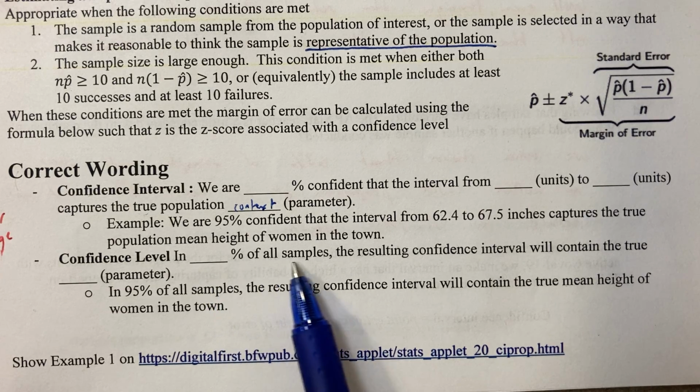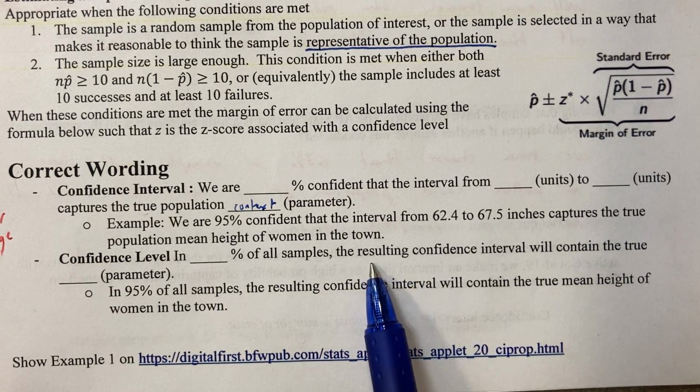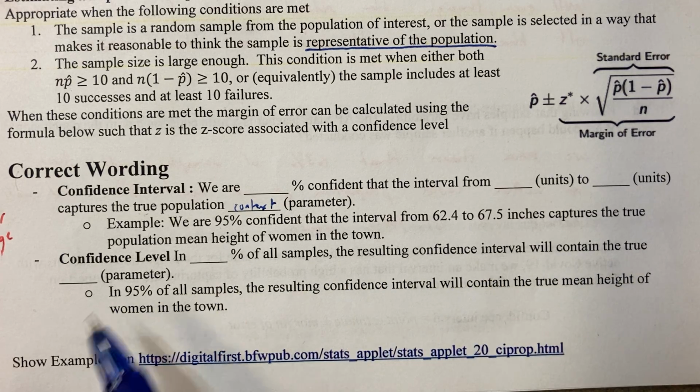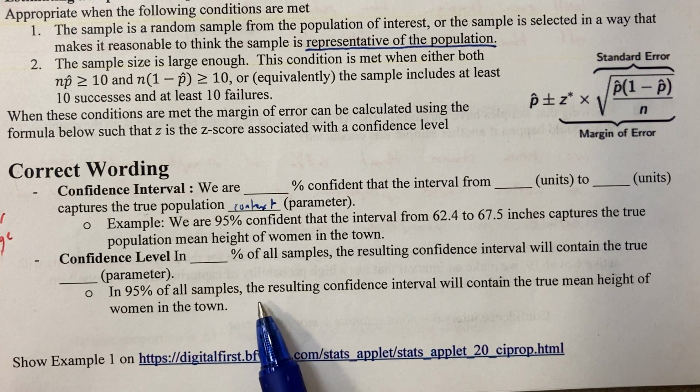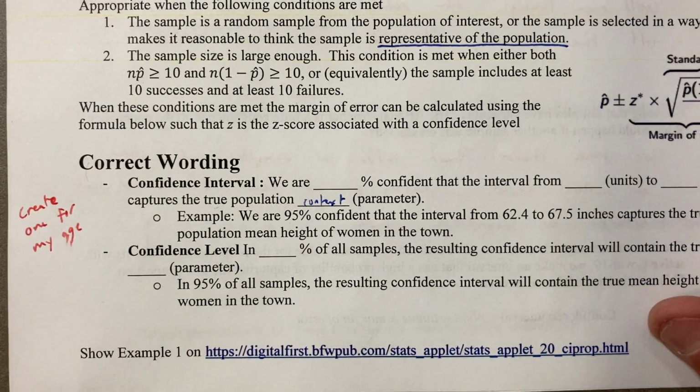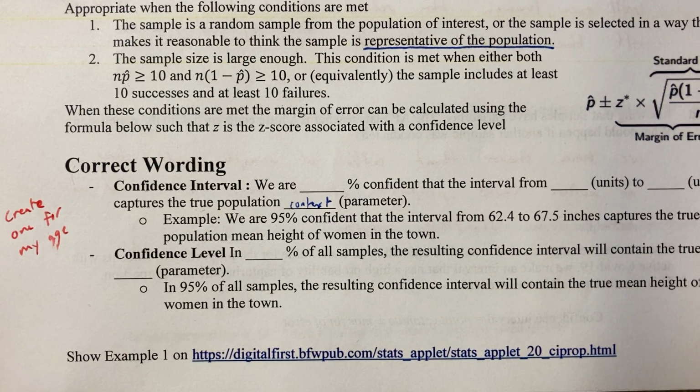So blank percent of all samples in blank percent, the resulting confidence interval will contain the true, and then give context. So for example, in 95% of all samples, the resulting confidence interval will contain the true mean height of women in the town, just for example. We could do one with my age, just for example.